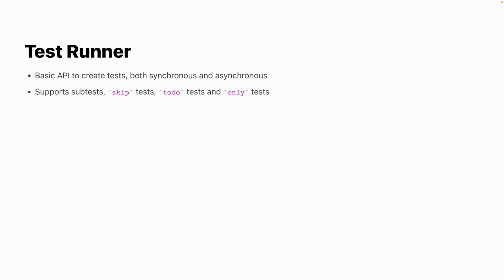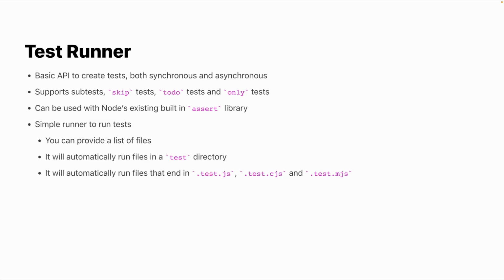Next up, let's talk about the test runner. The test runner is a basic API to create tests, both synchronous and asynchronous tests. It supports subtests and also supports skip, to-do, and only annotations on tests. It can be used with Node's existing built-in assert library. It also includes a simple runner to actually run the tests that you've written. You can provide the runner with a list of files. It will also automatically run all the files in a test directory, and it will also automatically run files that end in .test.js, .test.cjs, and .test.mjs.